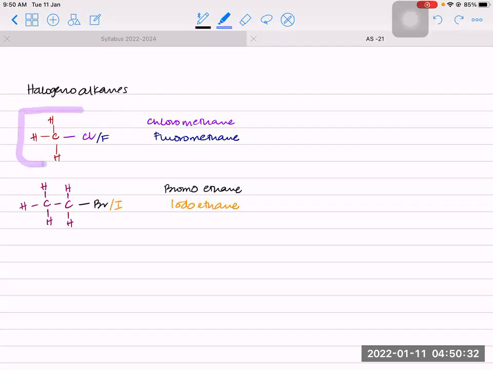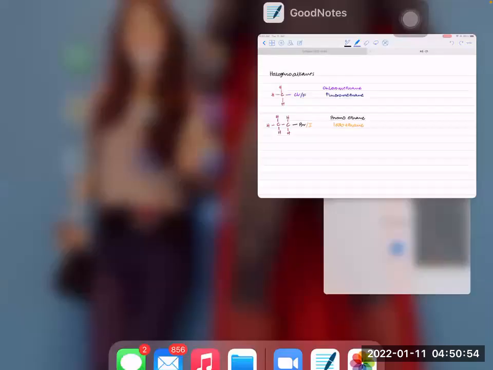Because it becomes like an alkane, right? You'll be like, Miss, isn't this an alkyl? It is an alkyl, yes. But when the fourth bond is complete, it becomes like an alkane, saturated compound. So that's why we call them halogenoalkanes. Is this clear? Is this understood?